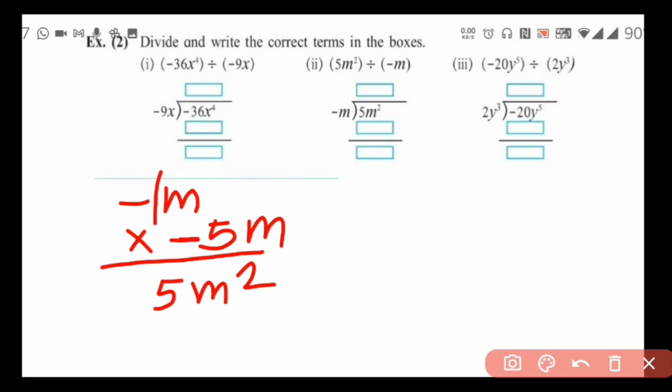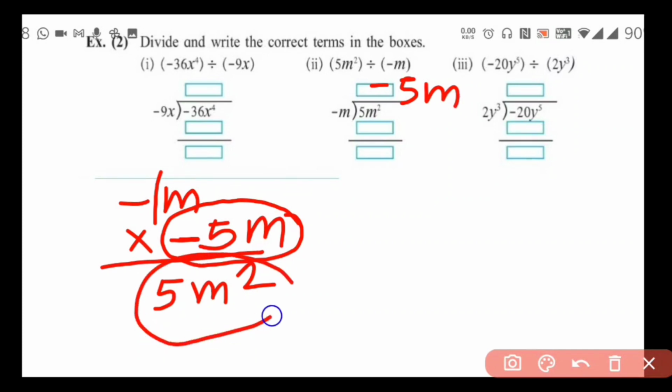So this minus 5m we write in the quotient. Then this 5m square should be written below the dividend, and 5m square minus 5m square, the remainder is 0. In this way we perform the operation of division on the second sum.